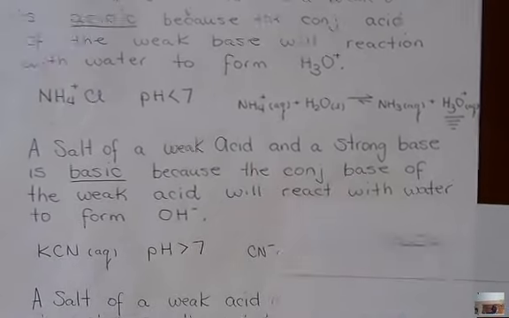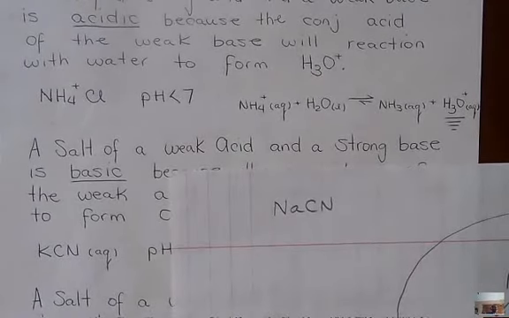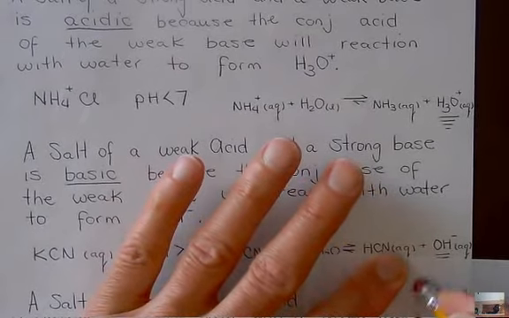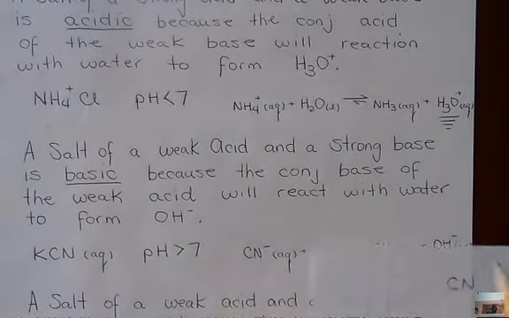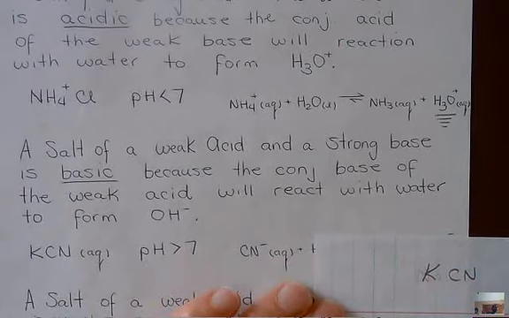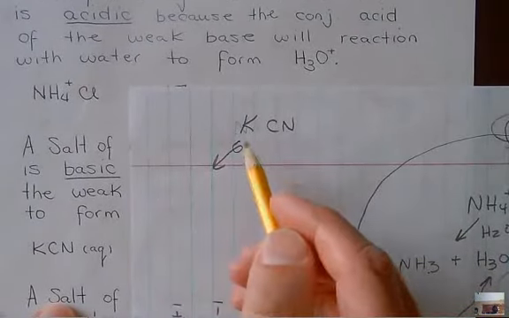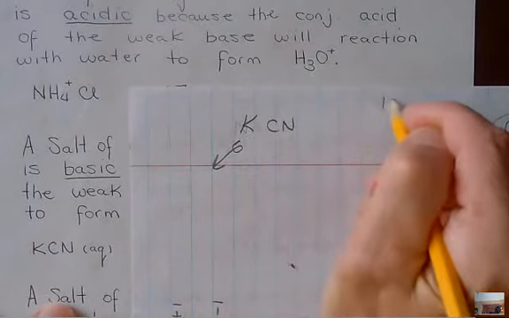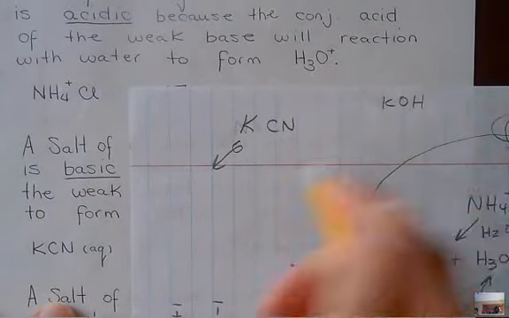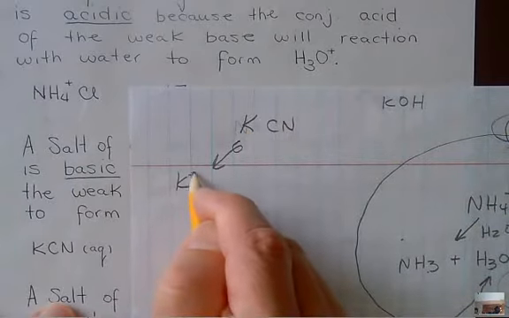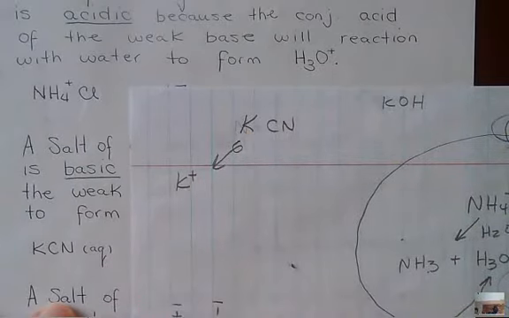Okay, so let's see if we can take our example of NaCN, or in this case I have KCN, and see if it makes sense. Okay, well, potassium cyanide. The potassium in water is going to do nothing with water, right? Because KOH is such a great strong base that it completely reacts. That means K plus has no desire to react with water, so I don't expect anything to happen.